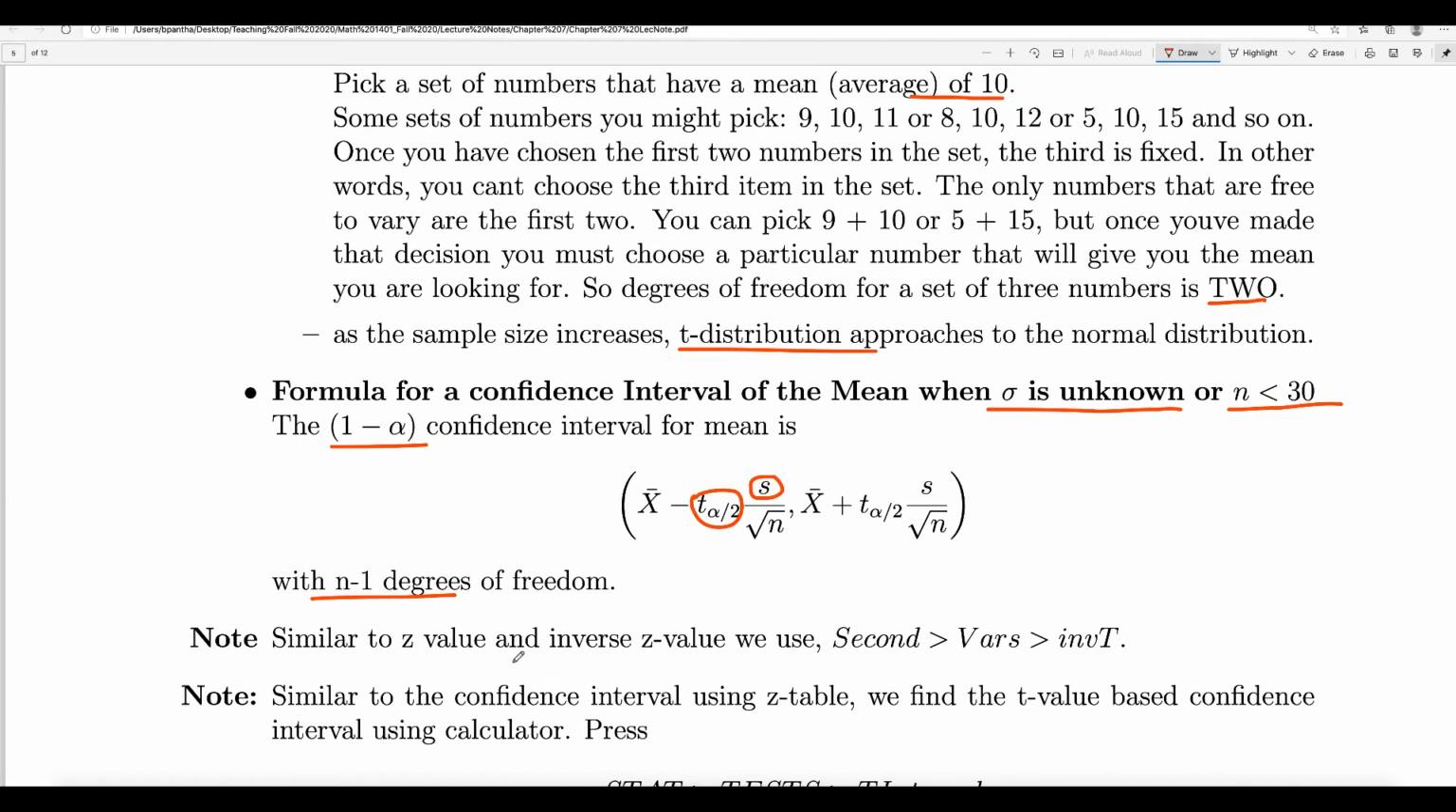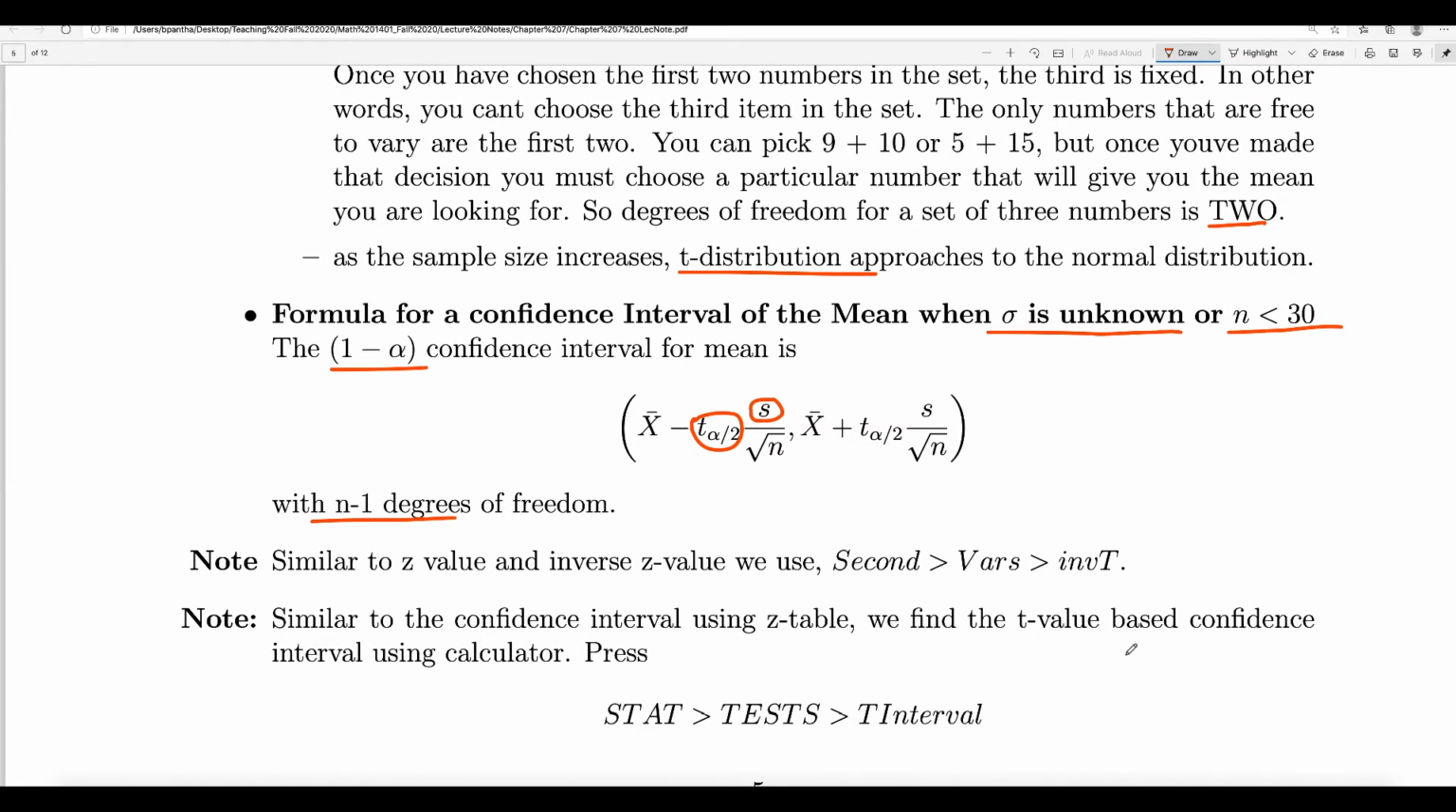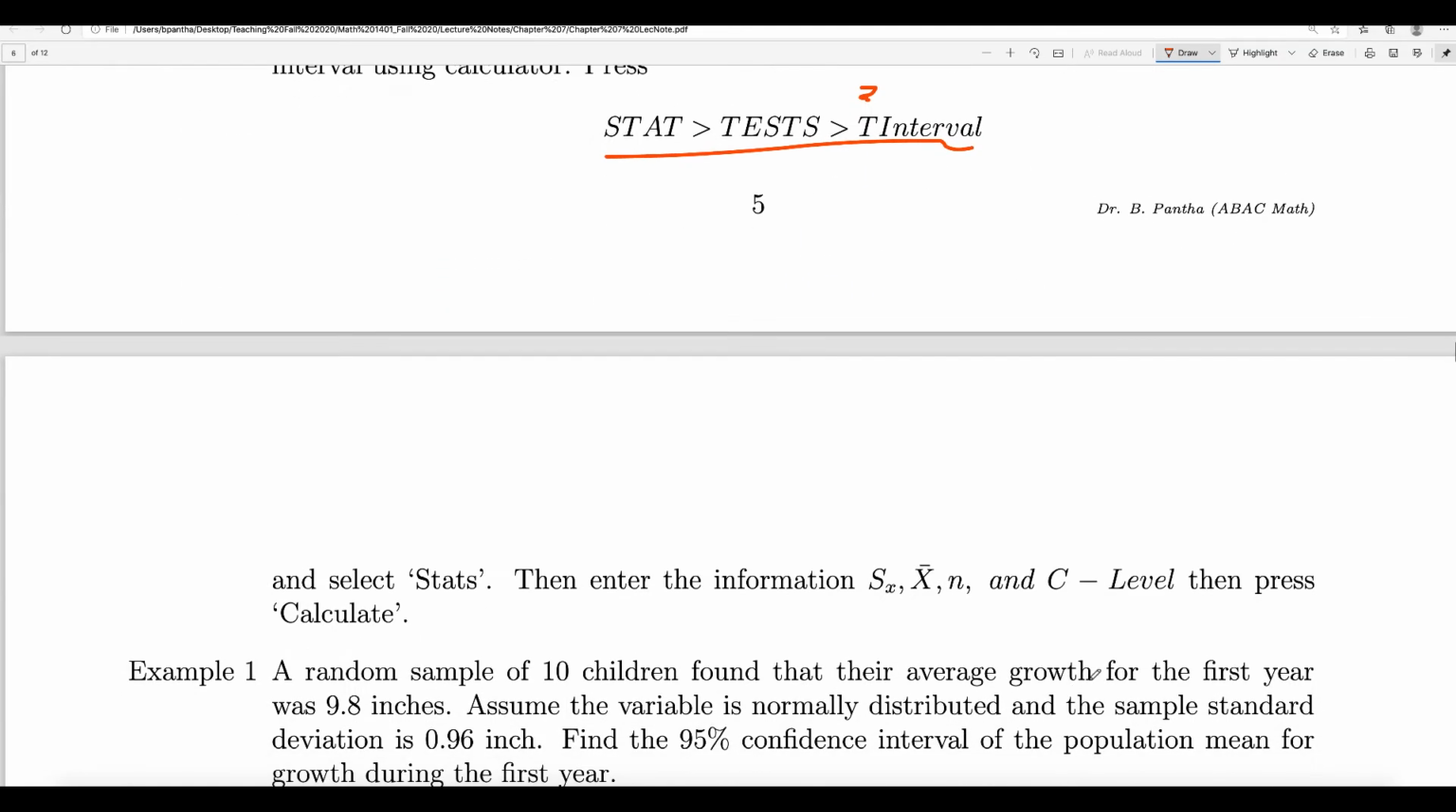Similar to the z values and inverse z value, we use inverse t. But some calculators do not have inverse t. The TI-83 calculator does not have inverse t. In that case, we will have to use the table. So I will show you both methods. And also there is a direct way to find the confidence interval for the population mean when the population standard deviation is not given. Do exactly the same thing, stat test, but instead of Z interval we use T interval because sigma is not given. In the T interval you'll have to enter the sample size and everything. We'll see some examples here. If the data is given, then instead of stat you will have to choose data. All other things are similar.